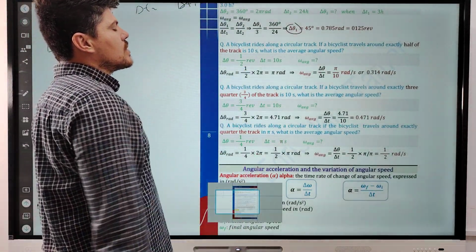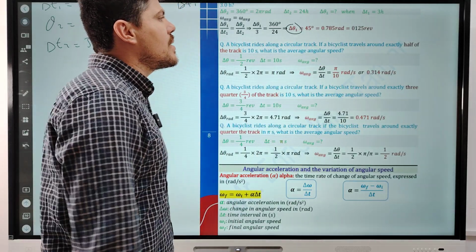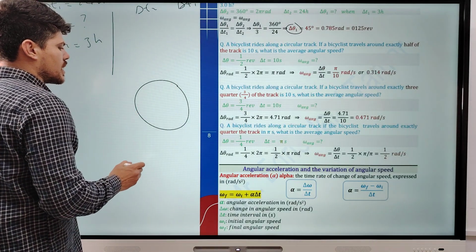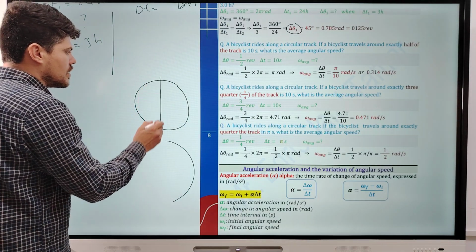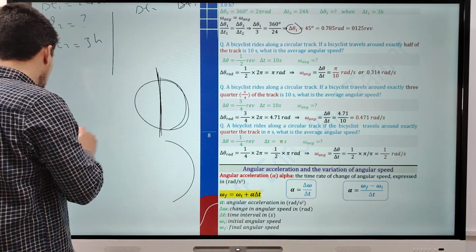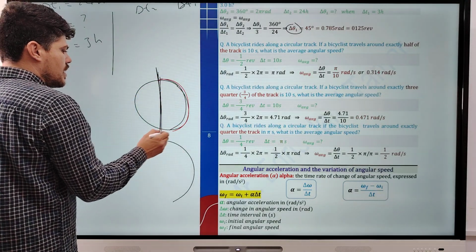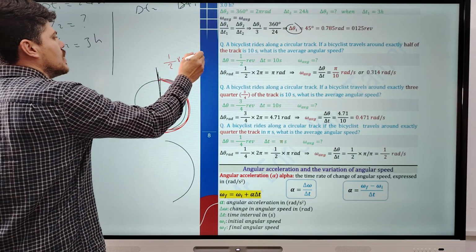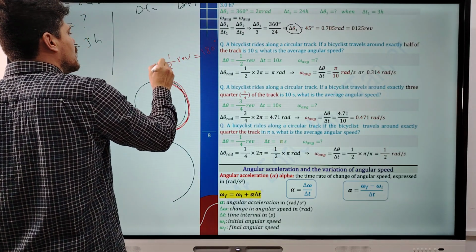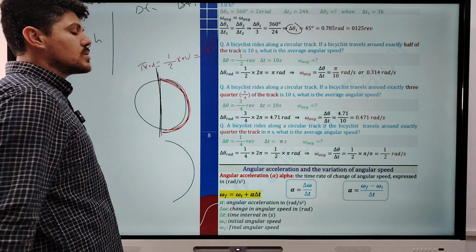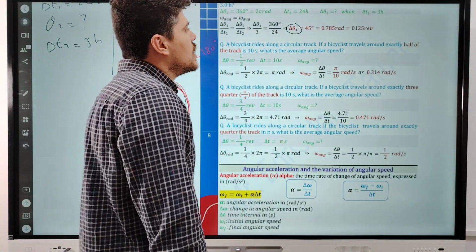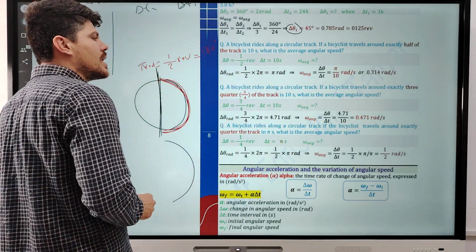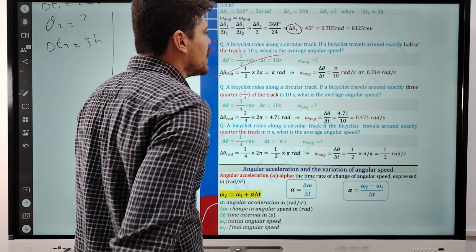A bicyclist rides along a circular track. If the bicyclist travels around exactly half of the track, what do you mean by half of the track? This is the complete track, but this is half of the track. For half of the track, how many revolutions do we have? 1/2 rev, which is equal to 180 degrees and equal to pi rad. So in this question, the angular displacement is given indirectly. Half rev, convert to rad by multiplying by 2 pi. You can find out the angular speed.